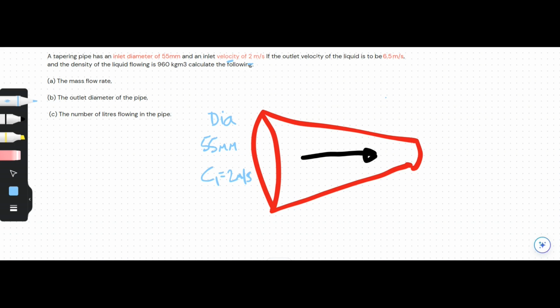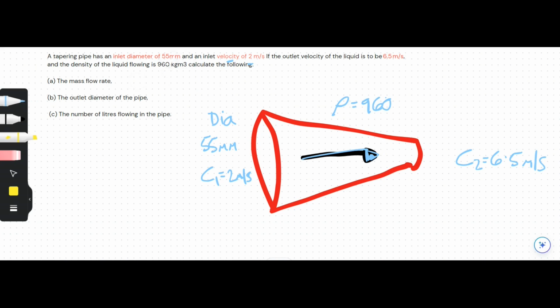The outlet velocity of the liquid is to be 6.5, so we need C2, because C2 is the outlet velocity, to be 6.5. It's going to get faster. Because faster suggests that the diameter of the pipe on the way out is going to get less, because there's less space for the stuff to get out. The density of the liquid is 960, so the symbol for density is 960.